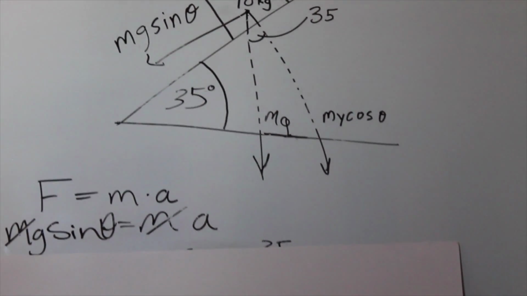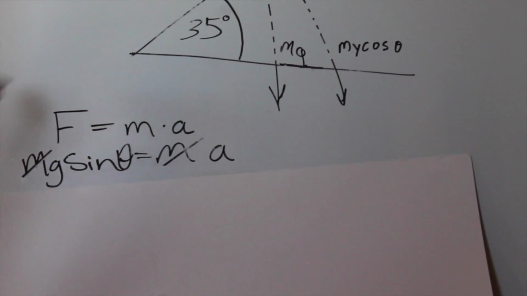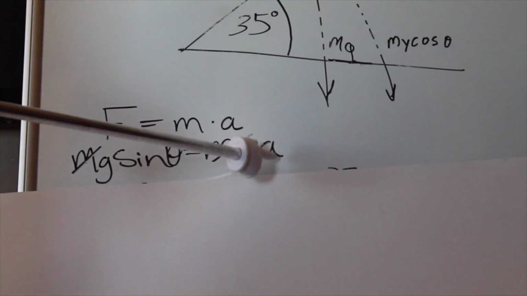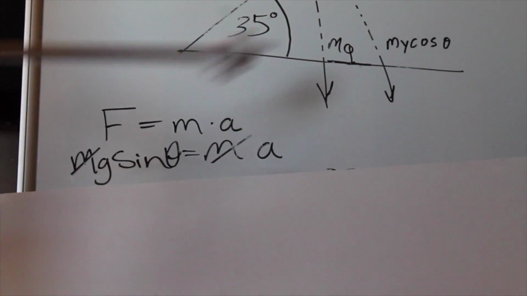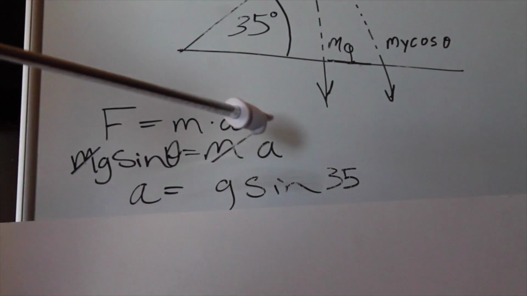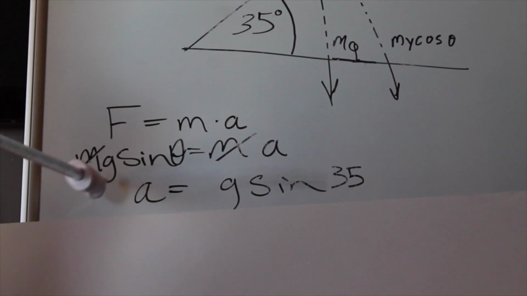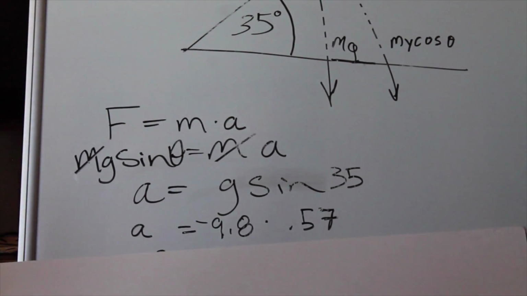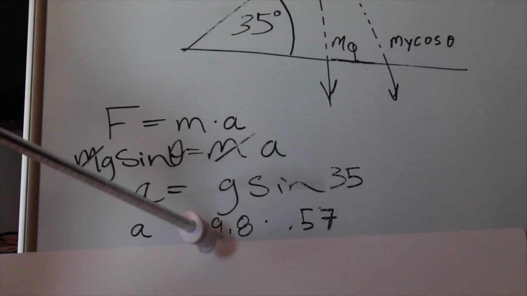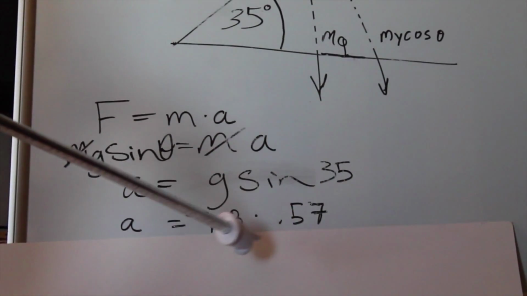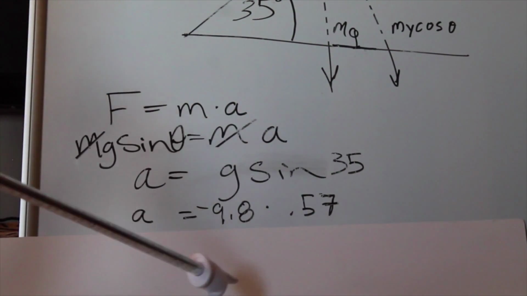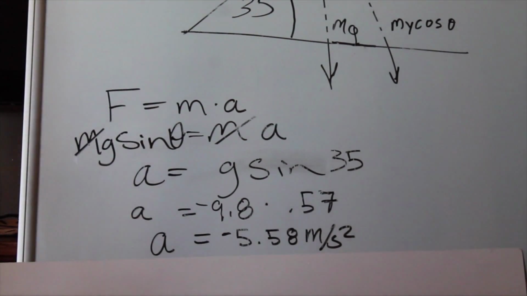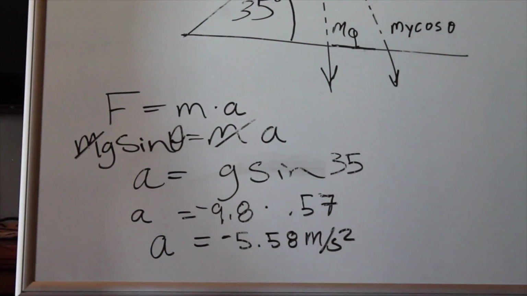And then what you're going to do is substitute in your variables, which is mg sine theta there, and then ma stays the same. So you're going to get rid of the m's, cross them out. Rearrange it to have acceleration all by itself, which is then equal to g sine theta, with theta being 35 degrees at this point. Then you just plug in your variables. Gravity is negative 9.8 meters per second squared because it's going down, and then sine of 35 is 0.57, and then you get your acceleration to equal negative 5.58 meters per second squared.